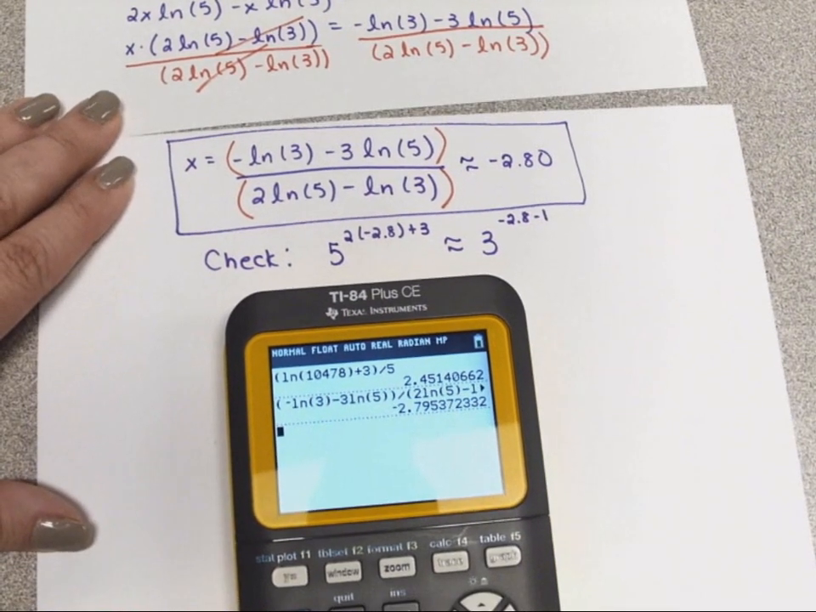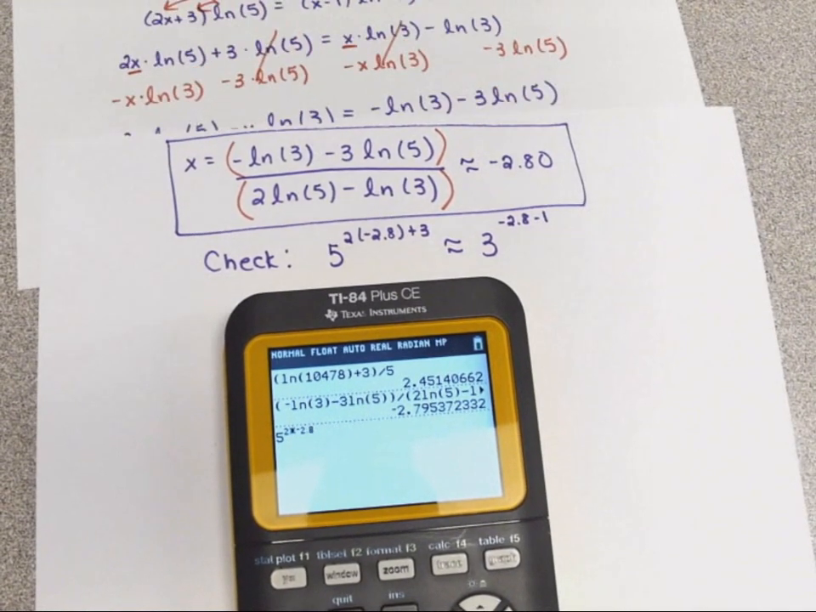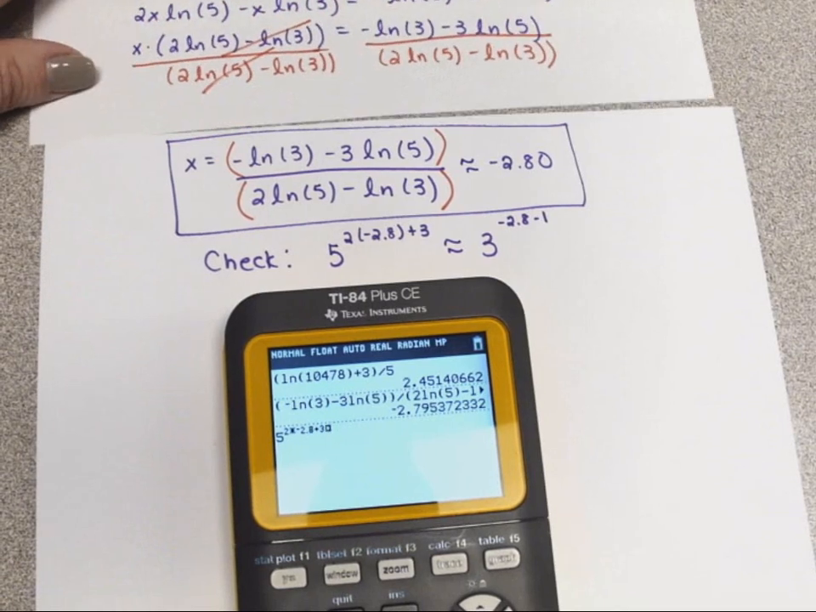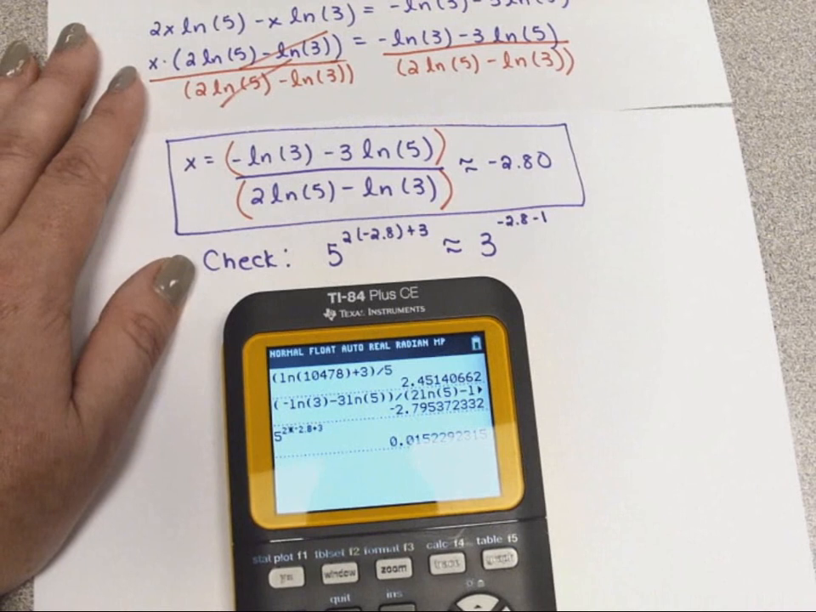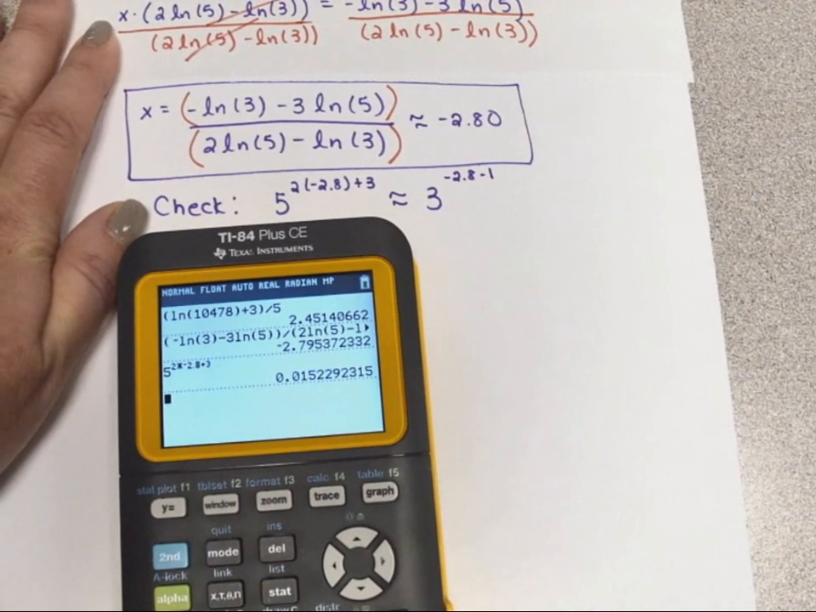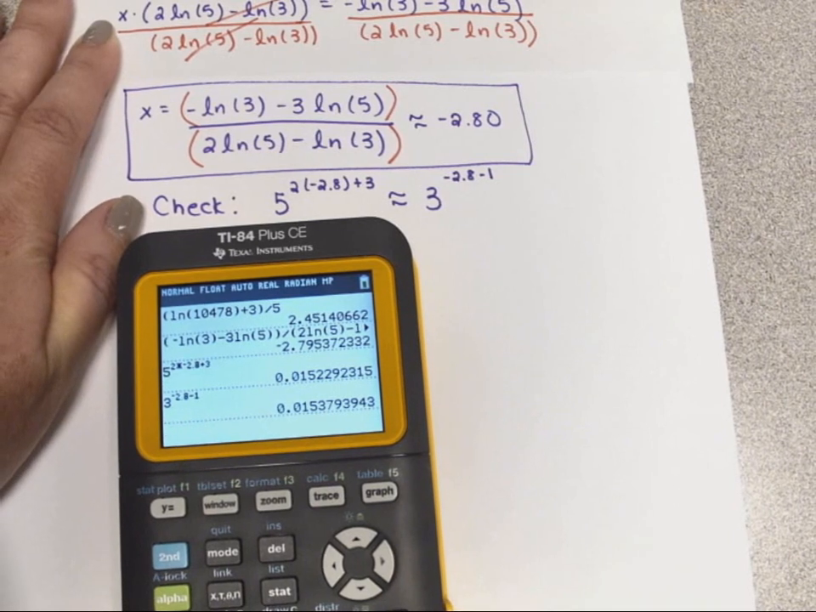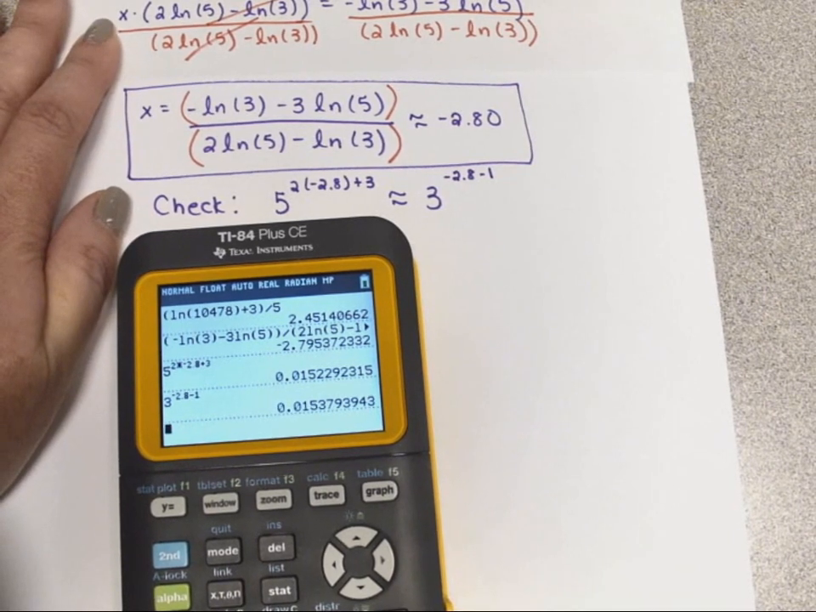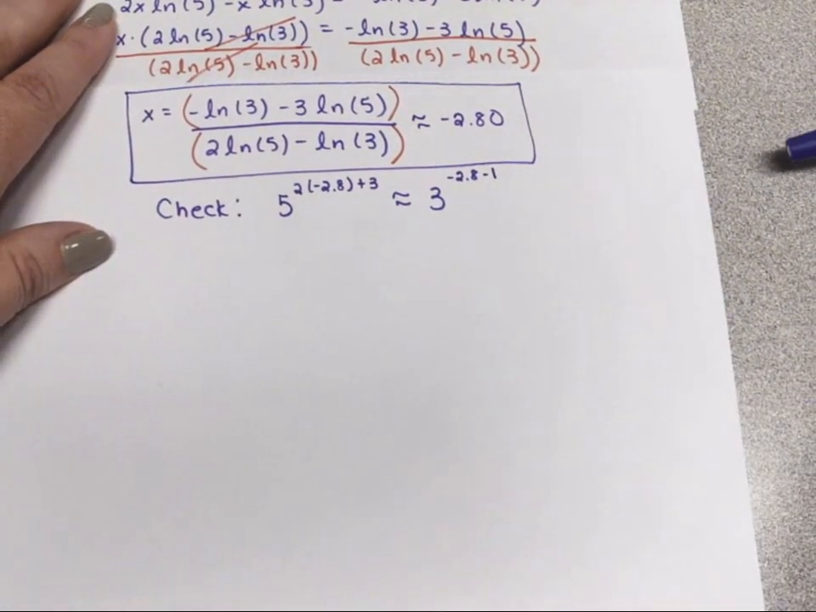So let's check it. So 5 to the 2 times negative 2.8 plus 3 power. I don't even care what I get. What am I just trying to show? That they're close to the same in this case, right? So then I do 3 raised to the negative 2.8 minus 1 power, okay? And notice they're not exactly the same, but I think they're close enough where I would be confident that I did it right. They're both 0.015, so they're pretty close, okay?